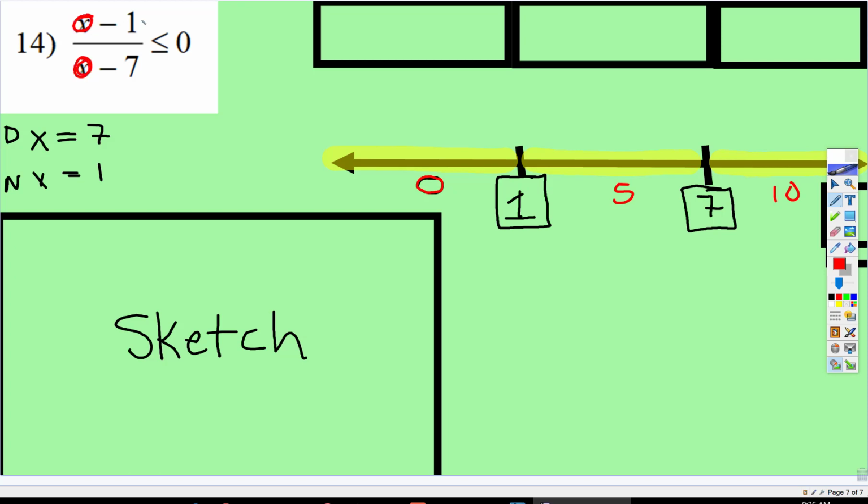0 subtract 1 is -1. 0 subtract 7 is -7. -1 divided by -7 is positive 1/7, or a positive number. Is a positive number less than 0? False. When we plug 5, well, 5 subtract 1 is 4. 5 subtract 7 is -2. A positive divided by negative is a negative number. Is a negative number less than or equal to 0? True.